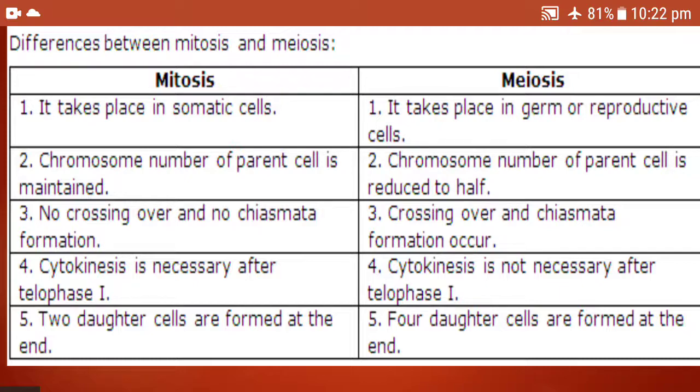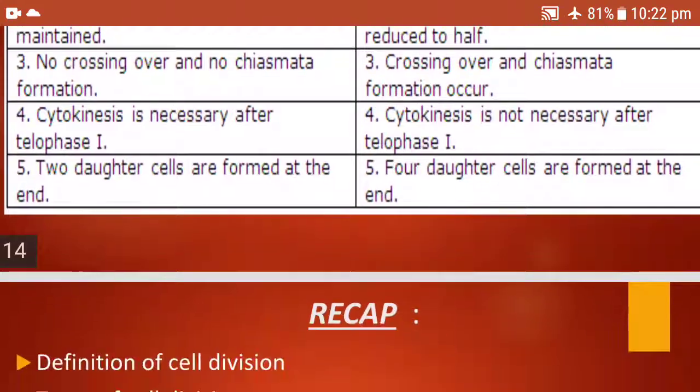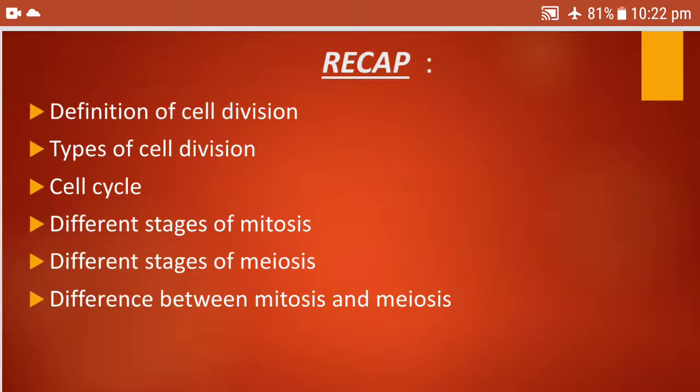Cytokinesis, that is the division of cytoplasm, is necessary after telophase in mitosis. In meiosis, cytokinesis is not necessary after telophase 1. 2 daughter cells are formed at the end of mitosis and 4 daughter cells are formed at the end of meiosis, which are haploid. In mitosis they are diploid. In meiosis they are haploid.